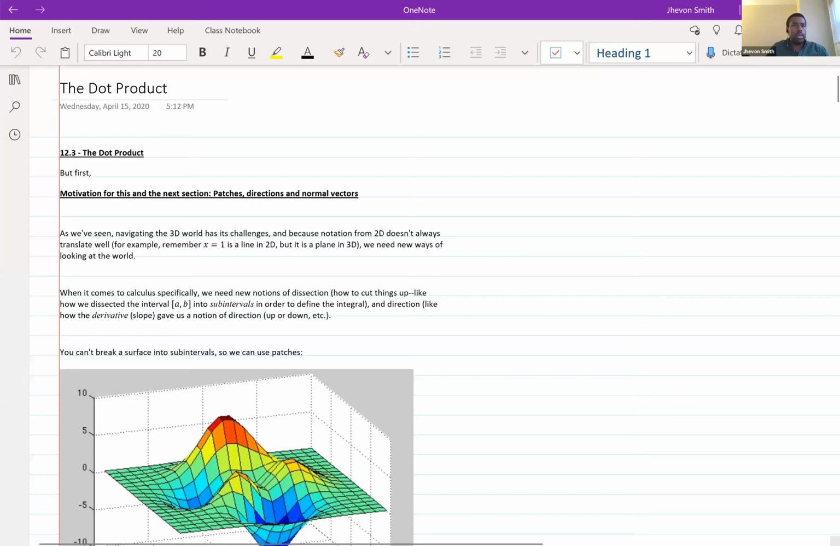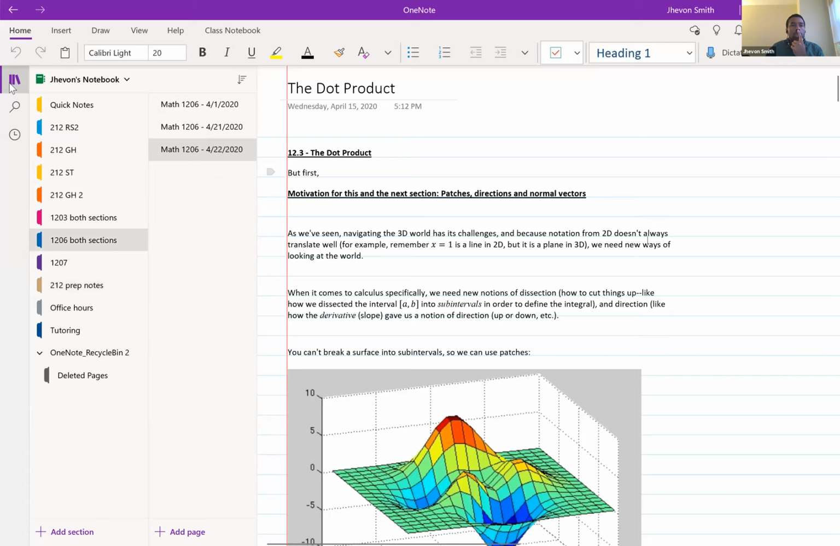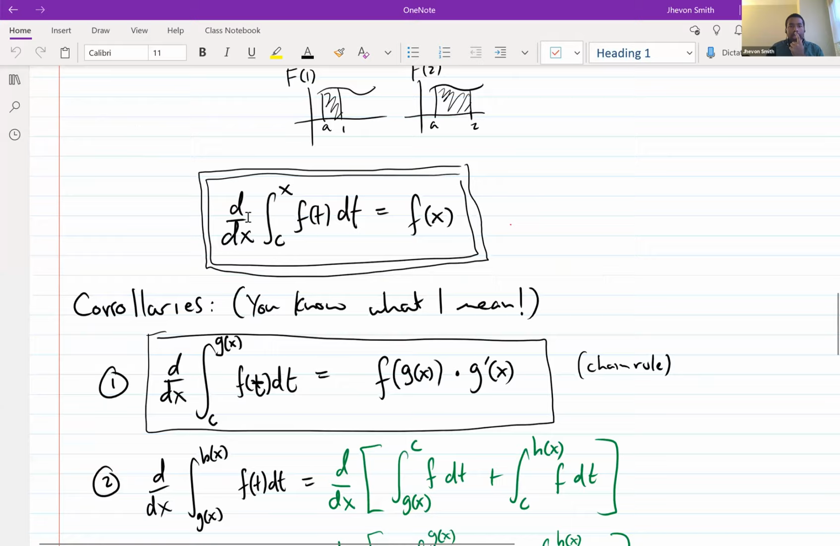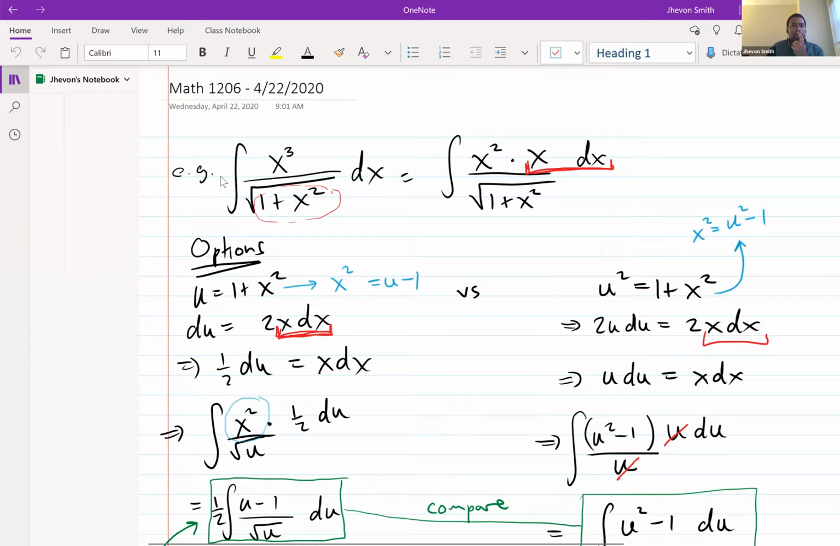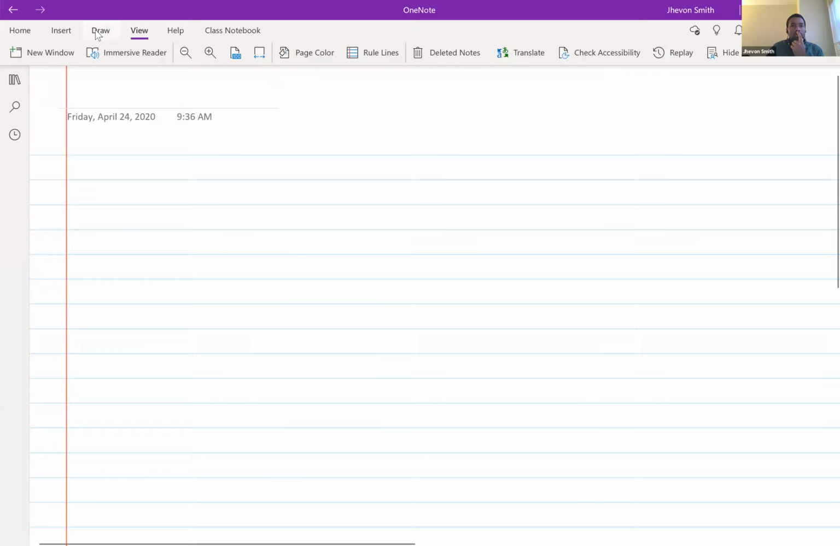Share the OneNote. And that's not us. That's Calton. Okay, so this is what we spoke about last time. Some questions there. Let's do a new page.